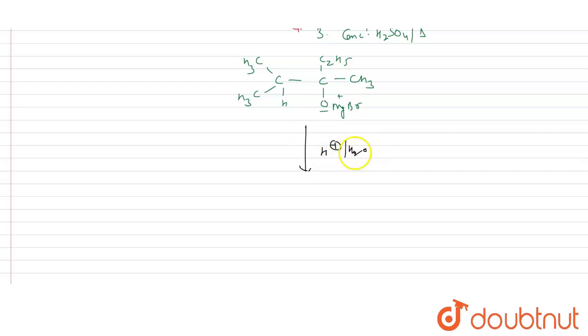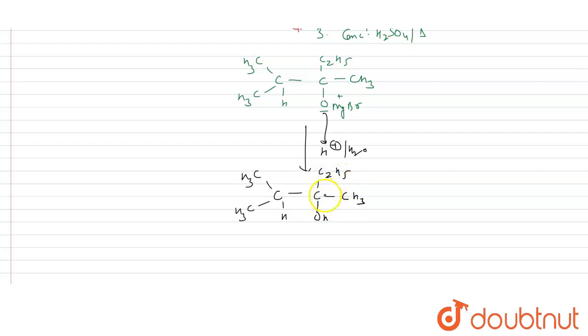So H positive ions will come from this water, so it will abstract this proton, and there is a formation of this species like this. You can see here this is CH3 and this is CH3, and there is a hydrogen over here, and this is C2H5. And this becomes OH, and this is CH3.